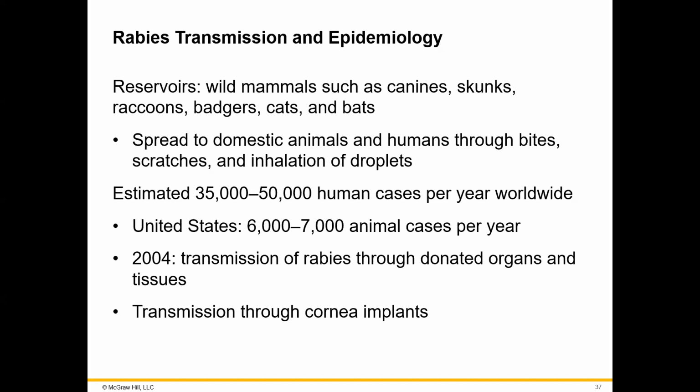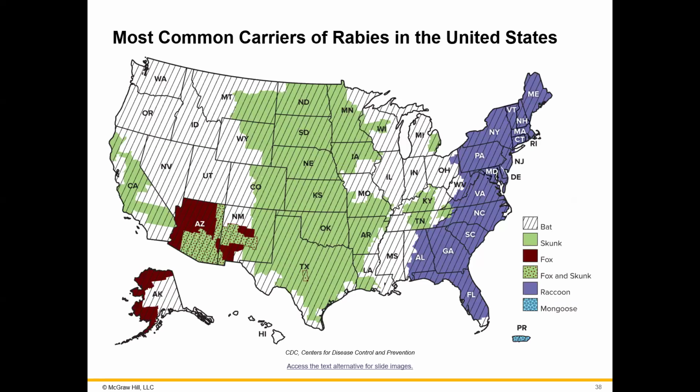And so somebody had died and they didn't know they died from rabies, but apparently they had. We found out afterwards because the person that received their corneal implant ended up getting rabies and dying from it. So yeah, that happened in real life. So gotta love it. So here are the common carriers of rabies in the United States.